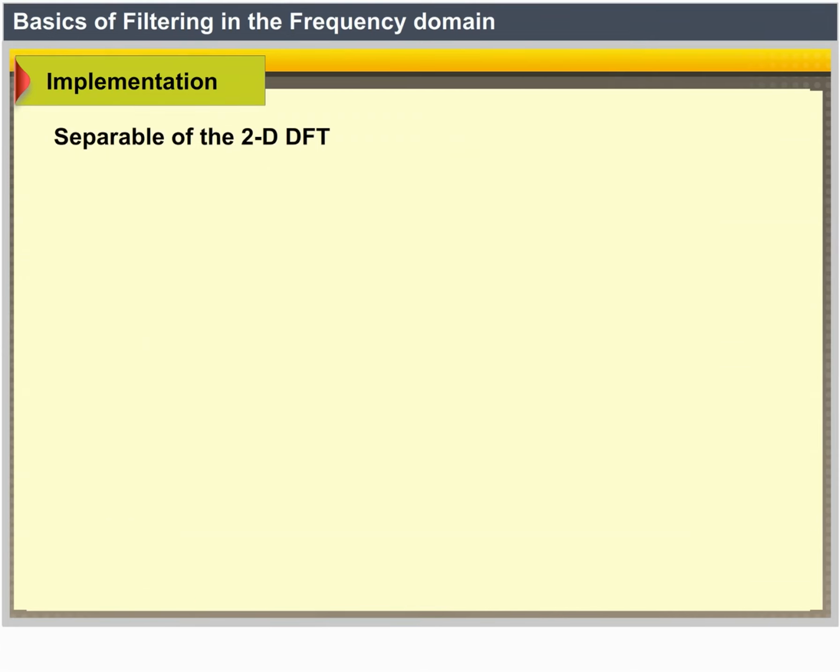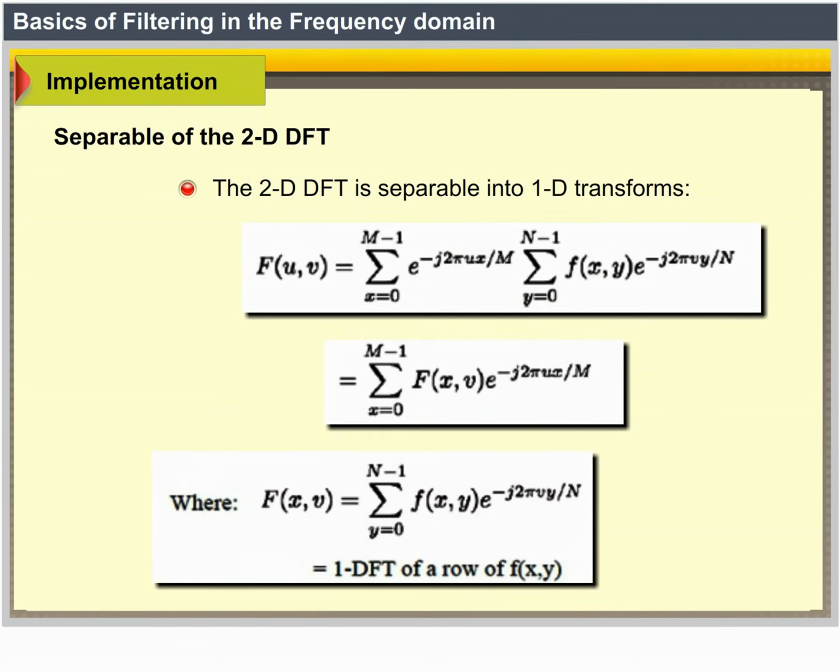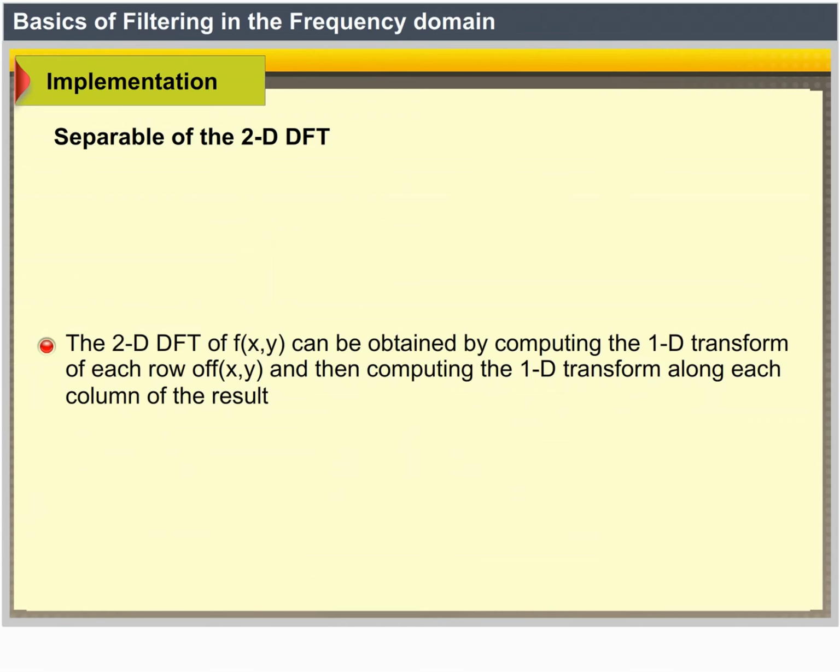Separability of the 2D DFT. The 2D DFT is separable into 1D transforms as per the representation shown on screen. The 2D DFT of f(x,y) can be obtained by computing the 1D transform of each row of f(x,y) and then computing the 1D transform along each column of the result.